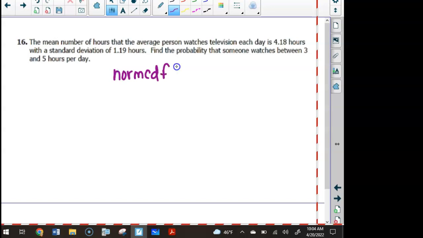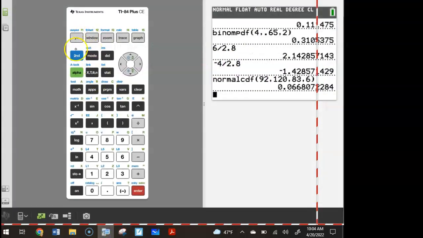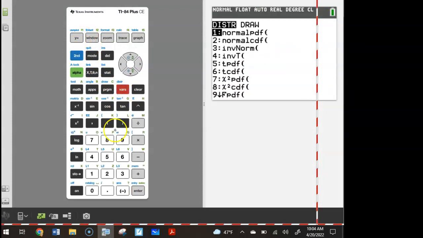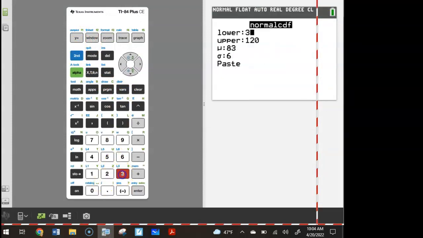And what do we want to use for our lower limit? 3 hours, upper limit 5, the mean 4.18, and 1.19. Okay? Let me show you one more time. Second VARS, choice 2. We did 3, 5. Tell me if it was 4.18 and 1.19. Was that the right one?